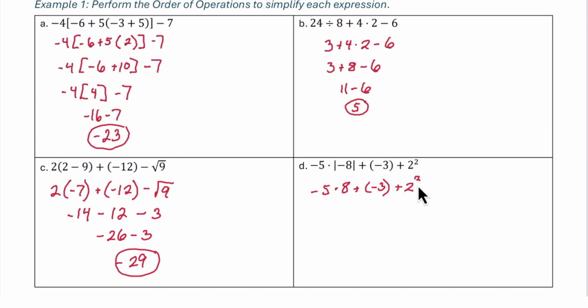Next, we can take care of that exponent. 2 squared is 4. So we have -5 times 8 plus -3 plus 4. Next, we'll take care of the multiplication. Negative 5 times 8 is negative 40, plus negative 3, plus 4. Next, we have addition. Negative 40 plus negative 3 is negative 43, then plus 4. Negative 43 plus 4 is negative 39.